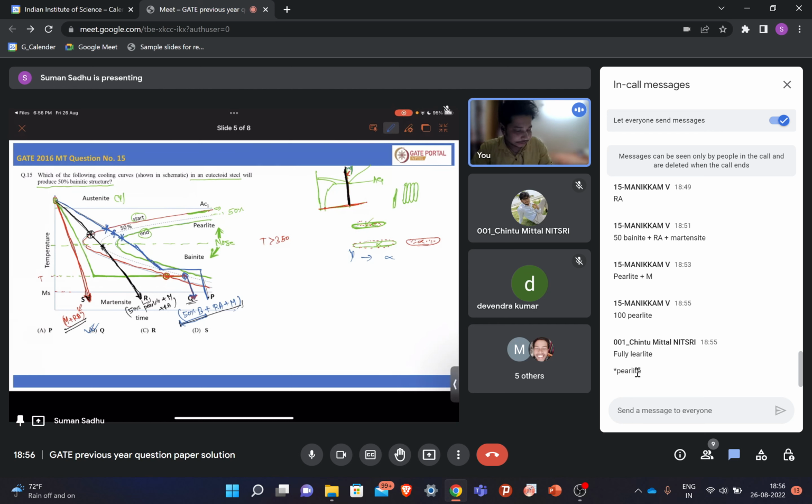So once the 100% transformation has occurred, now as you are decreasing the temperature or quenching, the fraction of cementite and alpha may change, but the total percentage of pearlite will be 100%. So if you follow the P cooling curve, it will be 100% pearlitic structure you will get.